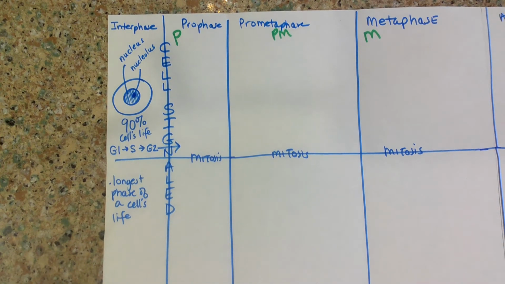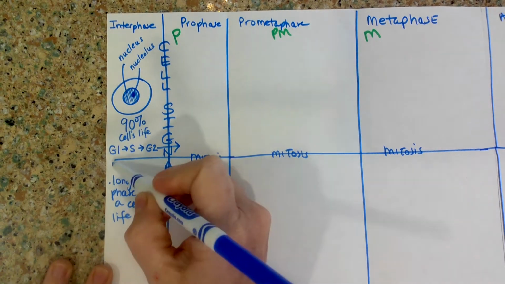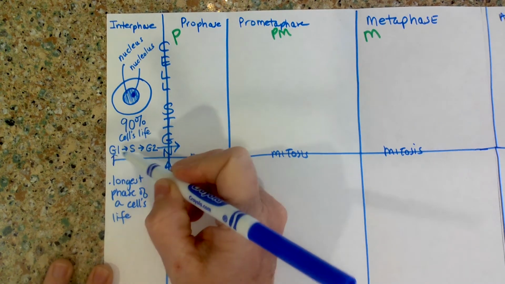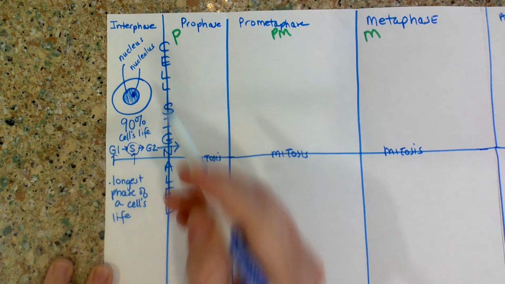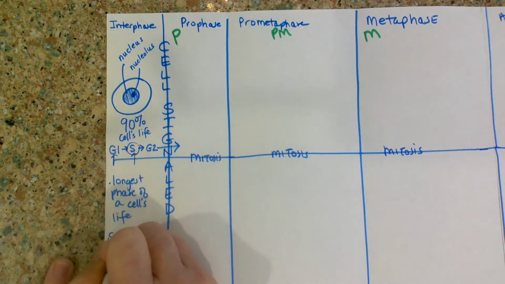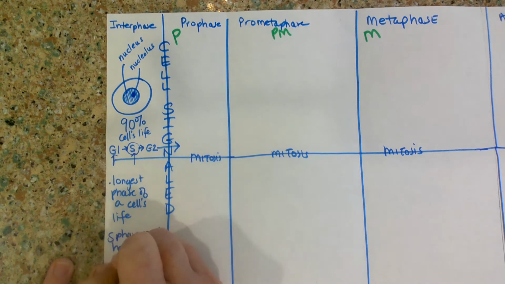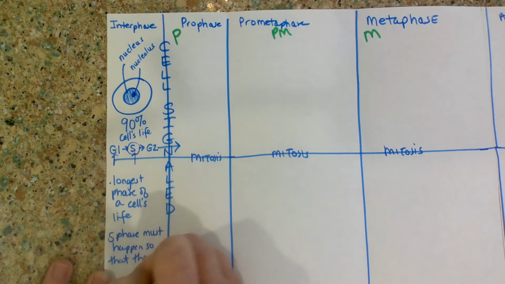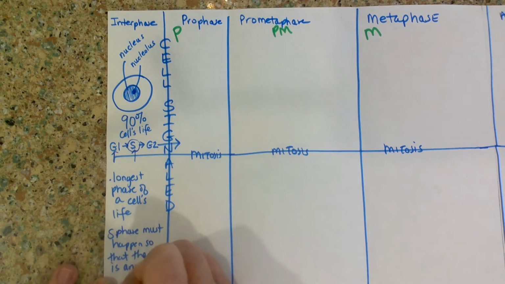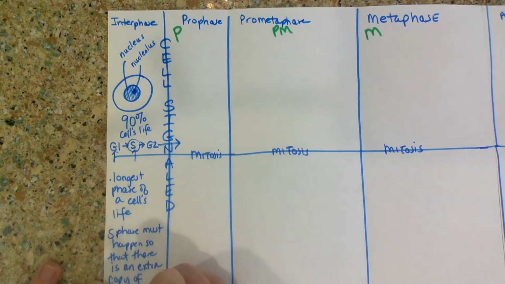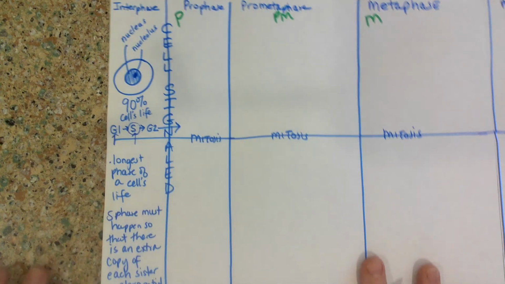Okay, so with interphase being that longest phase, G1 is right after it's created. The S phase has to happen. S phase must happen, so that there is an extra copy of each sister chromatid. Okay, so remember those, there you go.